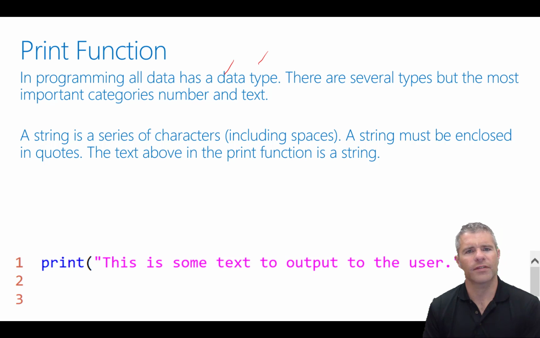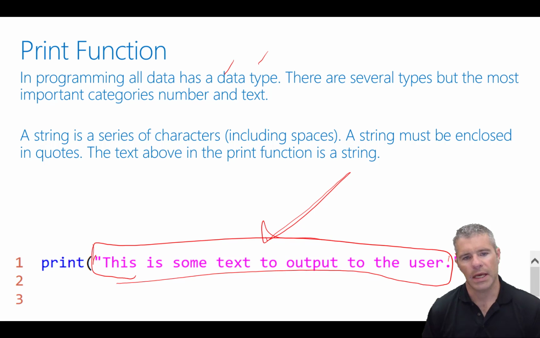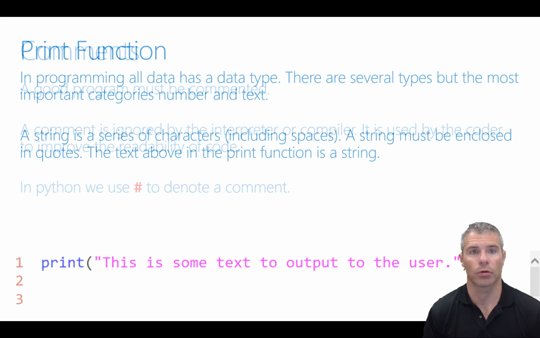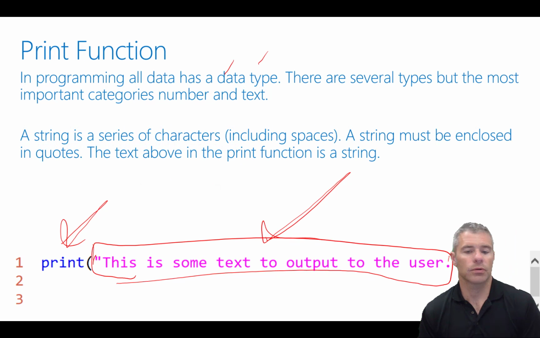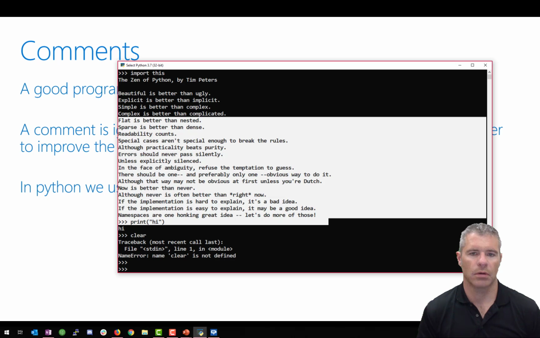The string, in this case, is simply a series of characters enclosed in quotes. So in this case, this is some text to output to the user, a string that is going to be given to the print function, which is a new thing we just learned about. That's pretty cool. And to output something to the user, so to return stuff to the user, I think I did that in my compiler up here.